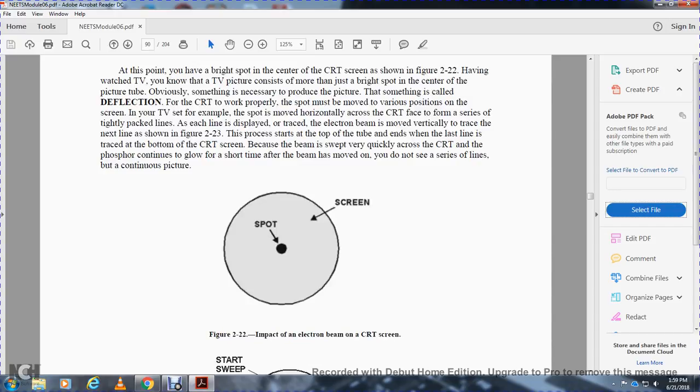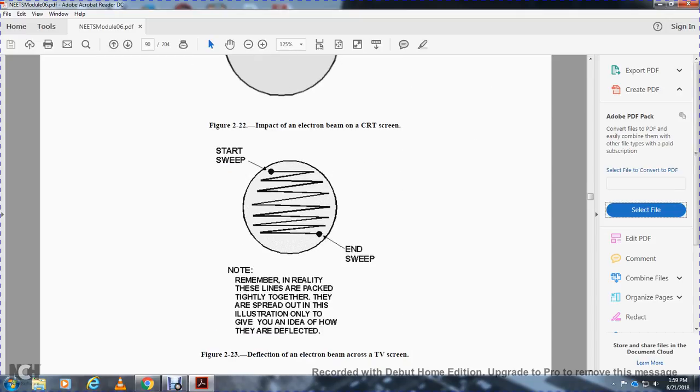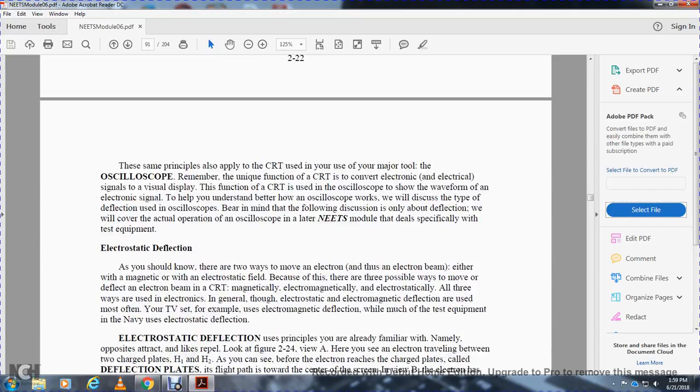Figure 2-22 shows the impact of the electron beam on the cathode ray tube screen. Figure 2-23 shows the deflection of the electron beam across the screen, the start of the sweep and the end of the sweep. Remember, in reality the lines are packed tightly together. They are spread out only in the illustration, to give an idea of how they are deflected.